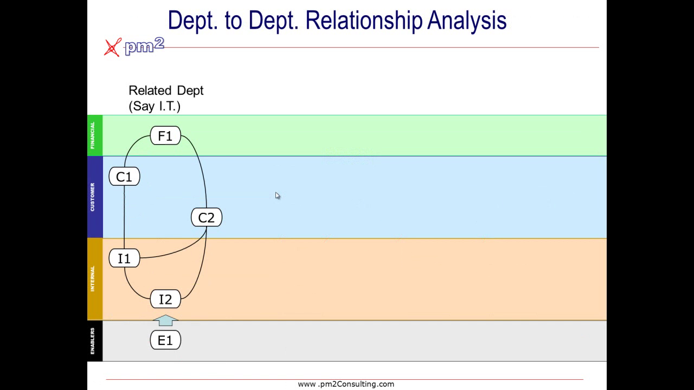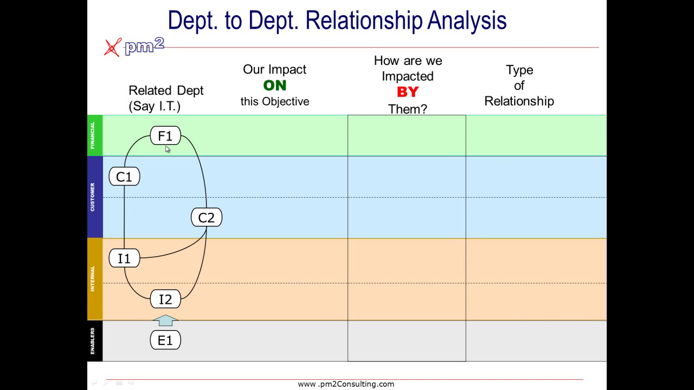If we take a strategy map for a department, and again, in this case, we'll say it's IT, and I've labeled these F1 for the first financial objective, C1 for the first customer objective, and so forth. And if we're running a different department, say, marketing, we should be able to take a look at IT and ask ourselves the following two questions. One is, what is our impact on any particular objective? Secondly, how are we impacted by what IT does with respect to that objective? And from that, we can figure out what type of relationship we should have. I'll show you what I mean.